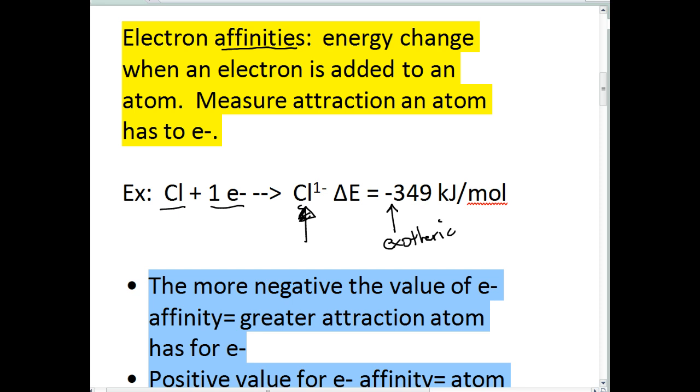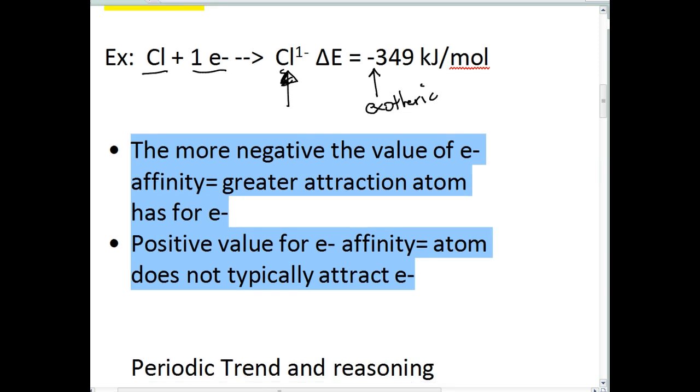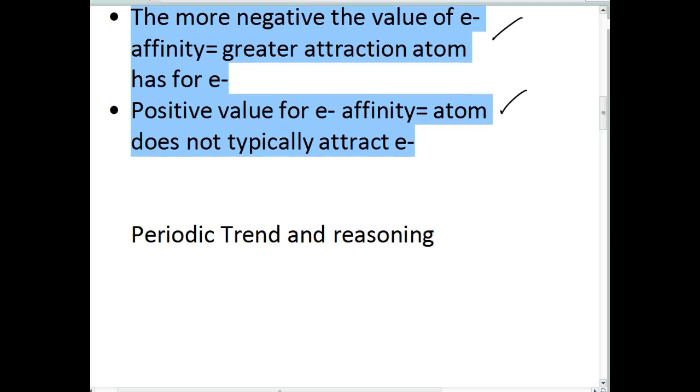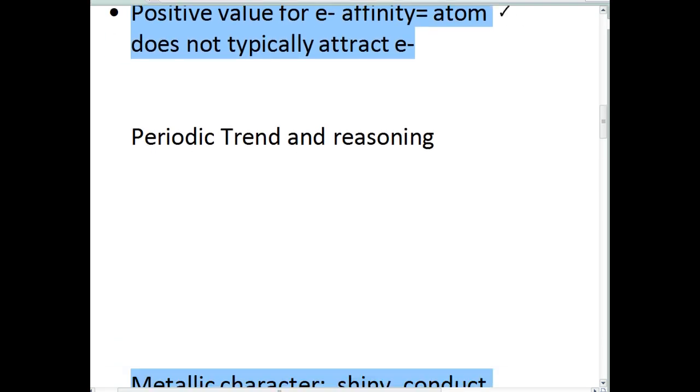Okay. Now, a couple of the ideas that we need to keep in mind when we're dealing with electron affinity. One is, the more negative the value of an electron affinity is, the greater attraction an atom has for an electron. So the more negative a value is, not the more positive, because typically to remove an electron is a positive value, and to gain an electron is a negative value. Positive values for electron affinity mean the atom doesn't want electrons. Now both of these are going to play into our periodic trend and the reasoning behind our periodic trend for electron affinity.